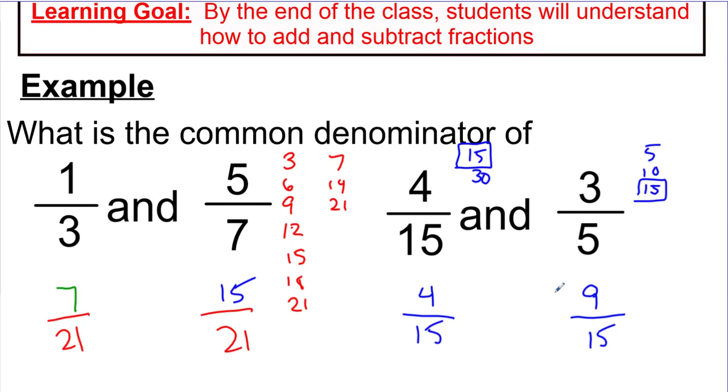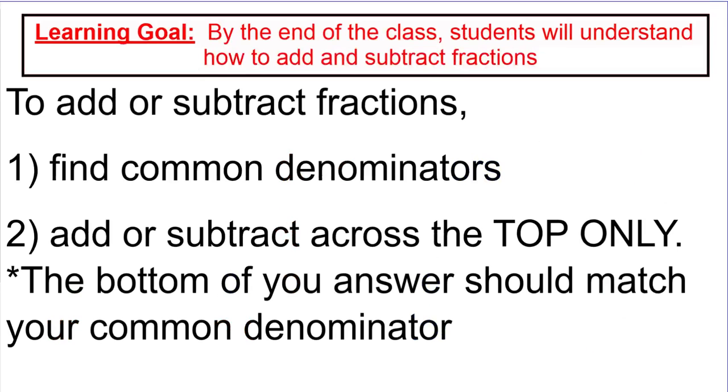Now I could consider, like, how do I put them together? All right, so here's your summary of adding and subtracting. All right, now that we can kind of find common denominators. Okay, to add or subtract fractions, you're going to find common denominators, means make all the denominators match, and then you're only going to add across the top. Okay, the numerators are the only thing that are going to get added. The denominator is going to stay the same.